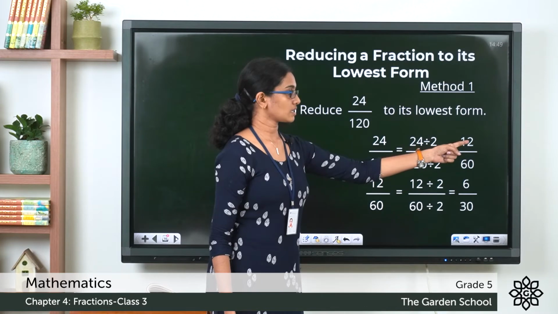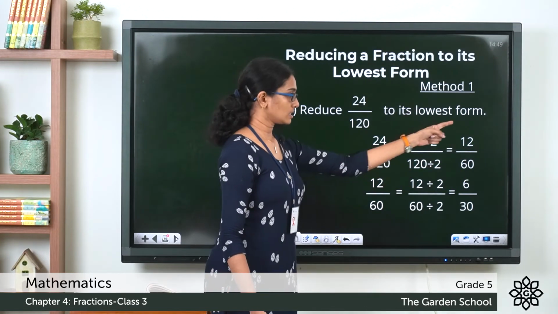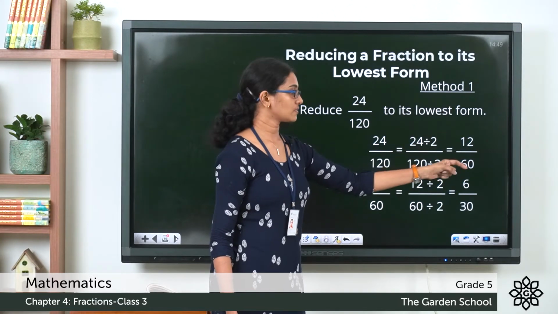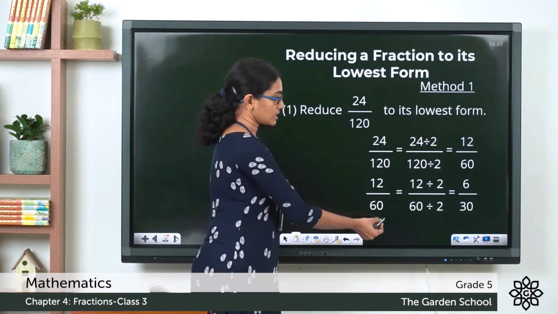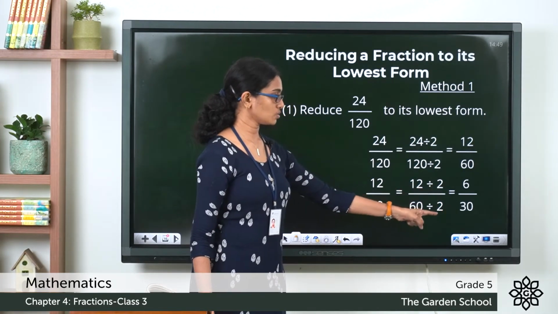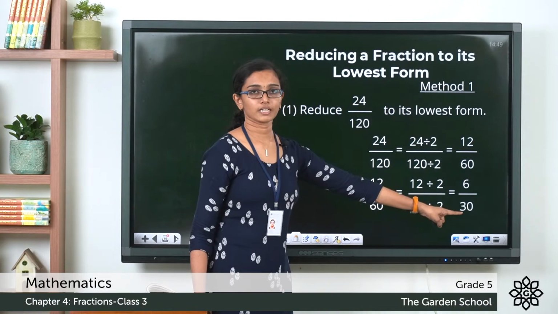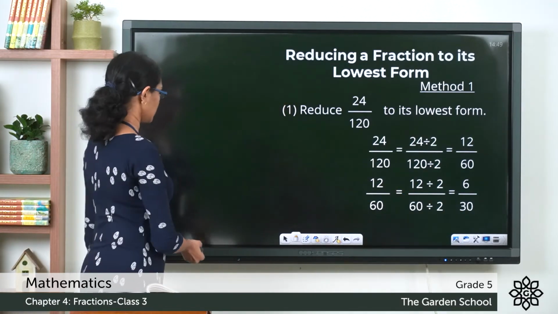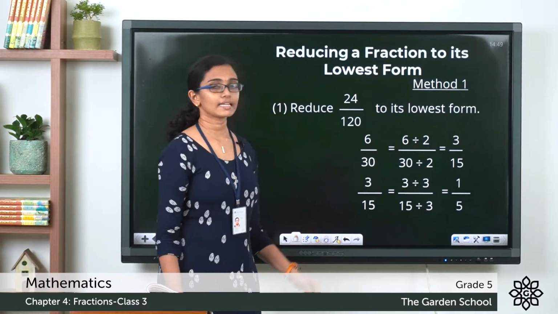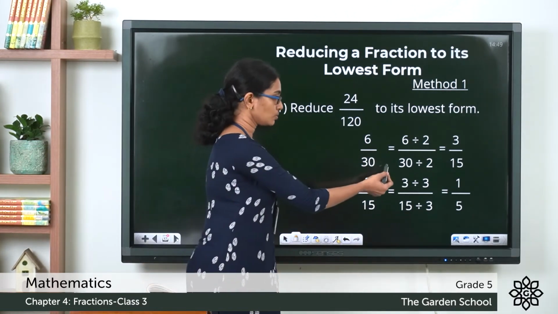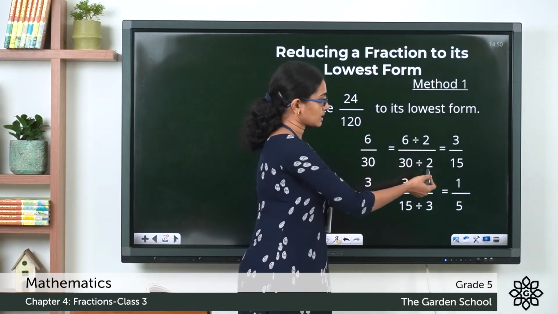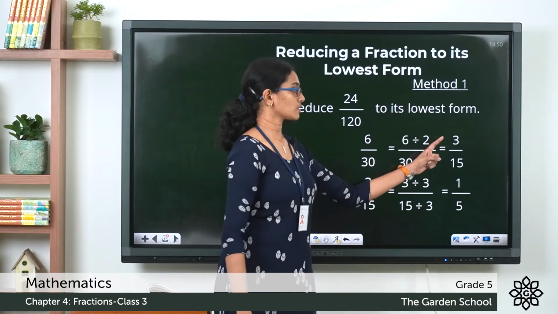Again, these numbers have factors other than 1. So, this is also not in the lowest form. So, let's reduce this fraction again. Both these numbers are divisible by 2. So, dividing both the numbers by 2 gives you 6 by 30. Again, this can be reduced. Now, 6 by 30. Both 6 and 30 can be divided by 2. So, since 2 is a factor for both of them, simultaneously dividing them by 2 gives you 3 by 15.